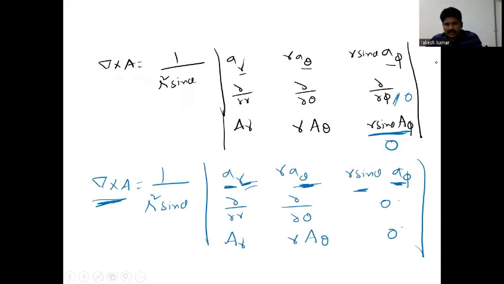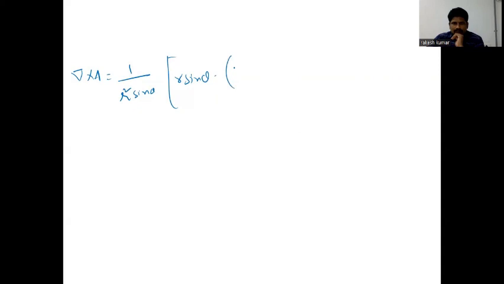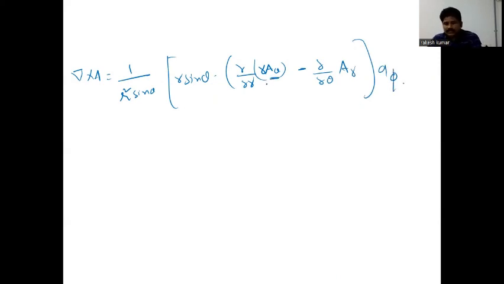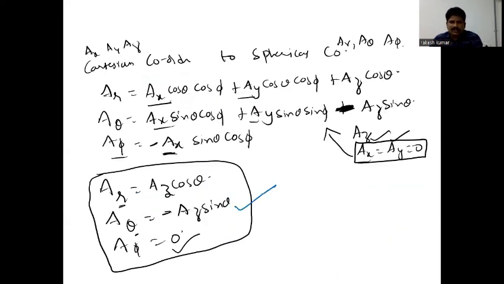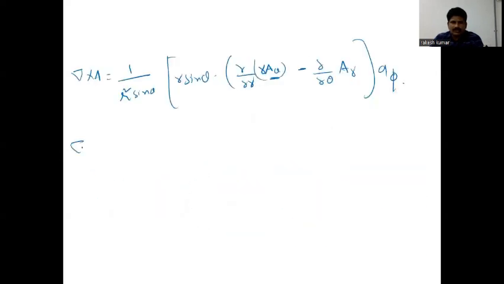The expansion is: del cross A is equal to 1 by r squared sin theta into, r sin theta into dou by dou r of r into A_theta minus dou by dou theta of A_r, along the A phi direction. We know the value of A_theta is minus A_z sin theta. Similarly, the value of A_r is A_z cos theta. So simply substitute here.